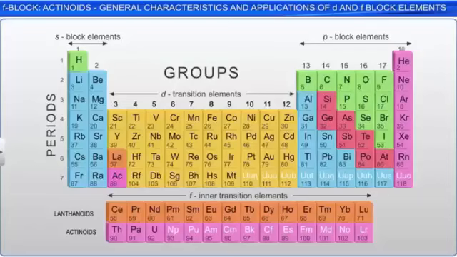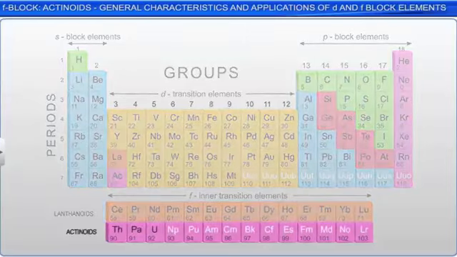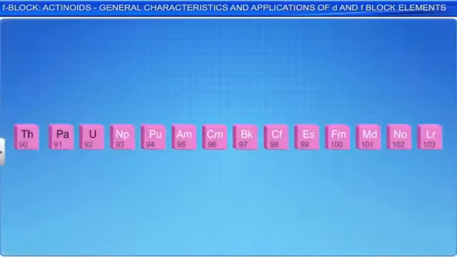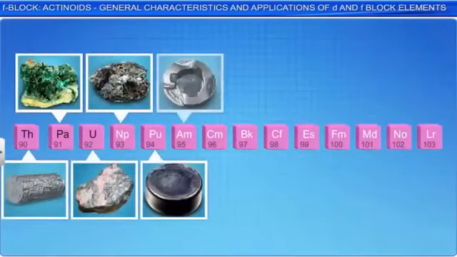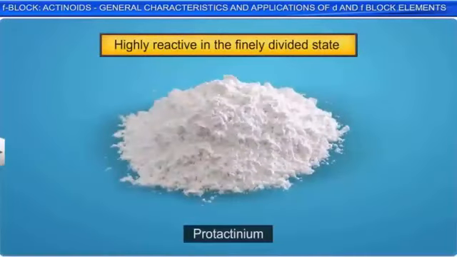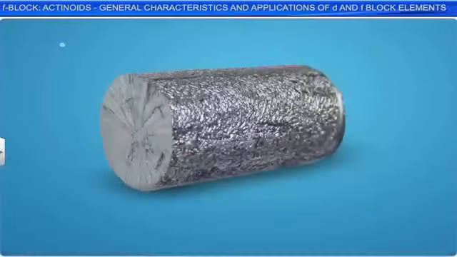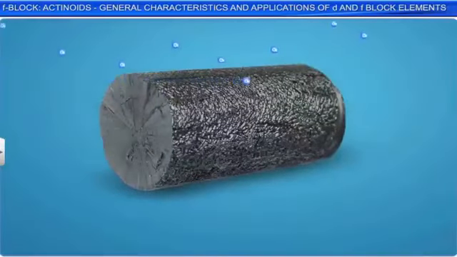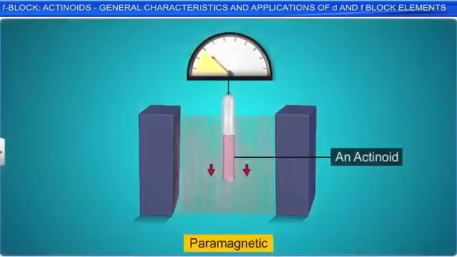The important physical properties of the actinoids are: they are all silvery metals. They are highly reactive, especially when finely divided. They tarnish in air due to the formation of an oxide coating. Although paramagnetic, their magnetic properties are more complex than the lanthanoids and are difficult to interpret.